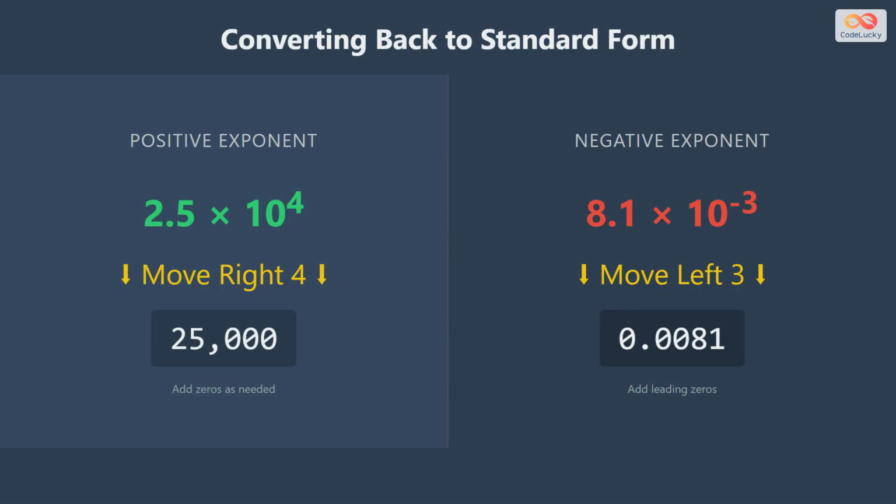What if you need to go back to a standard number? It is simple. If the exponent is positive, like 10 to the 4th, move the decimal 4 places to the right, adding zeros as needed. If the exponent is negative, like 10 to the negative 3rd, move the decimal 3 places to the left, adding zeros in front. This expands the notation back into the full number.